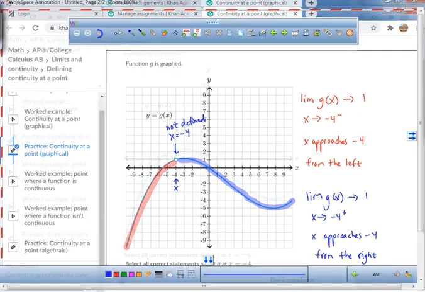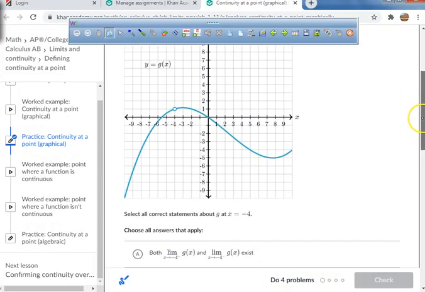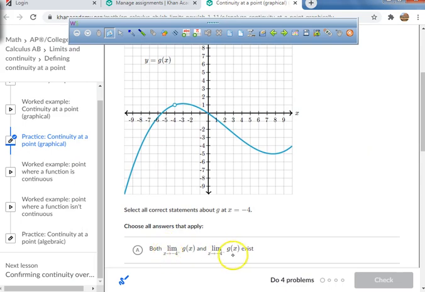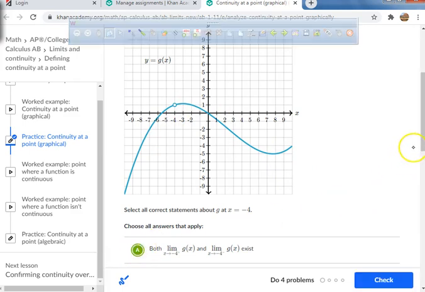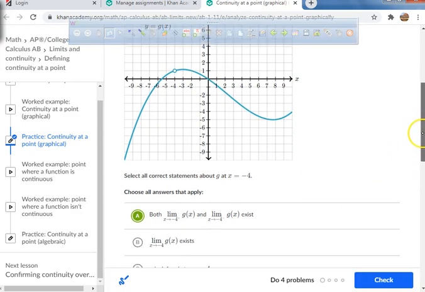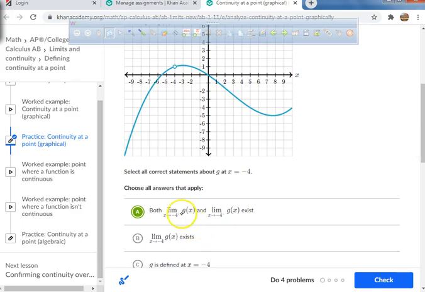So let's take a look at our answers. It does exist from the left and from the right. There is something that exists from the left and from the right, so I'm going to select that. There is a limit that does exist. Being that it exists from the left and goes to the same number, I'm going to say yes, a limit exists as x is approaching -4.